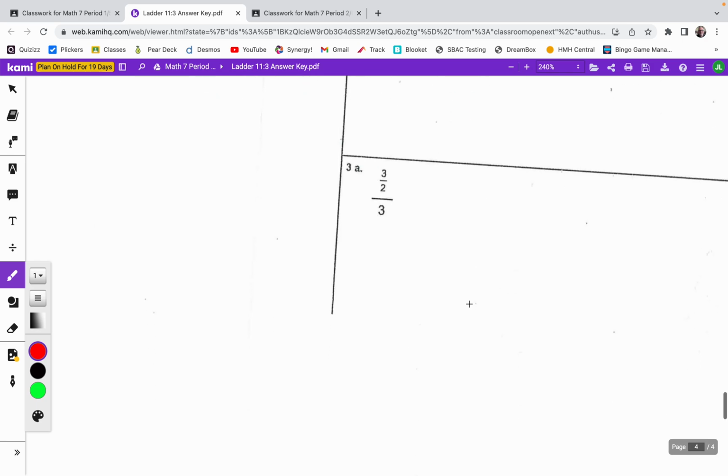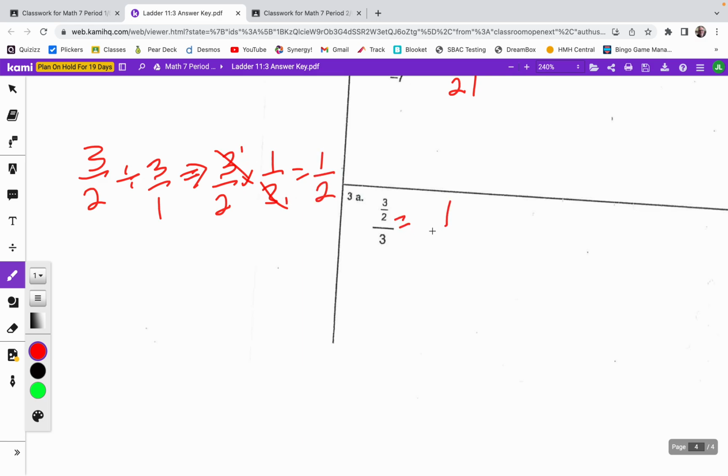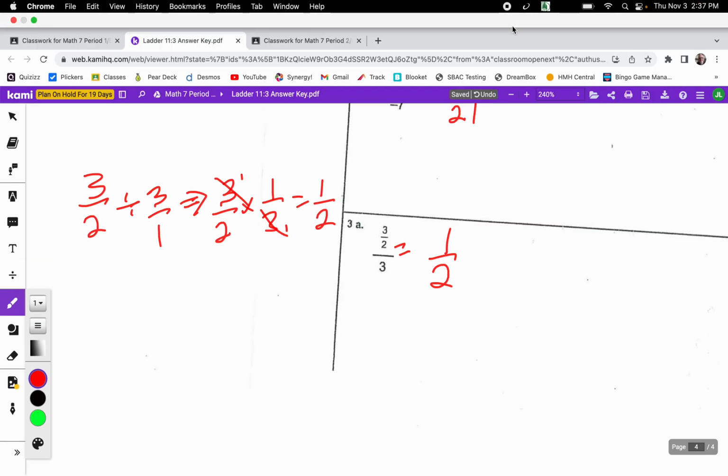And finally, we're going to have a positive divided by positive. 3/2 divided by 3 over 1 is equivalent to 3 halves times 1/3. These pre-simplify to 1, so this is 1/2. Right, that is the answer key for the ladder that we did on Thursday, 11-3.